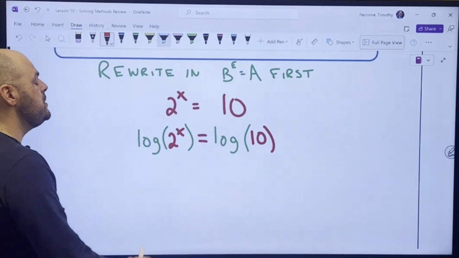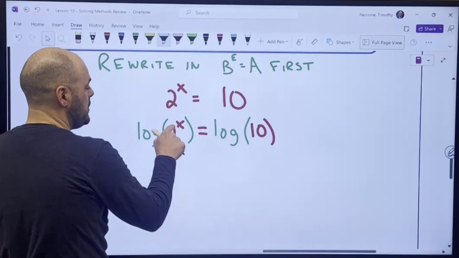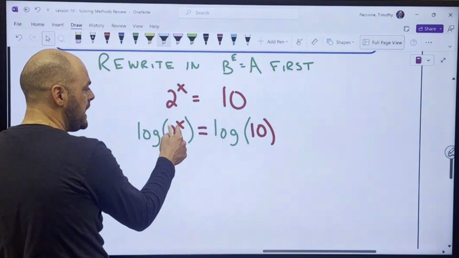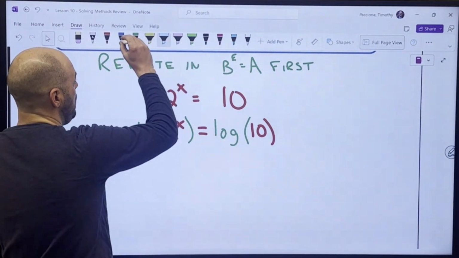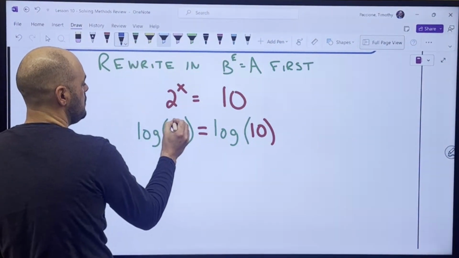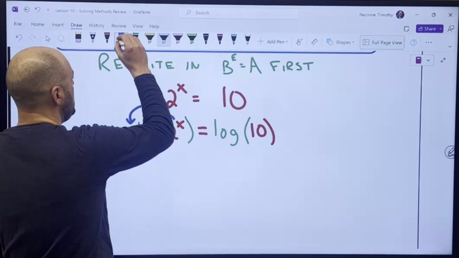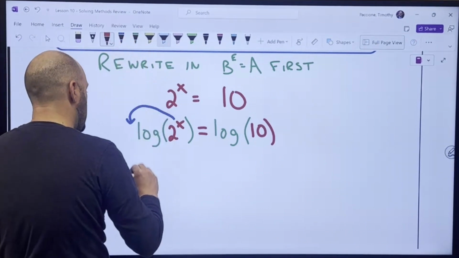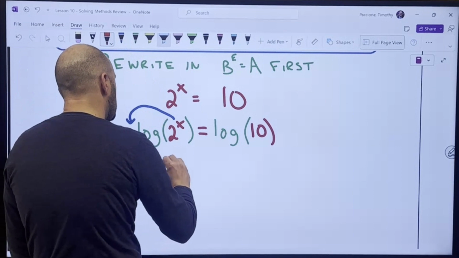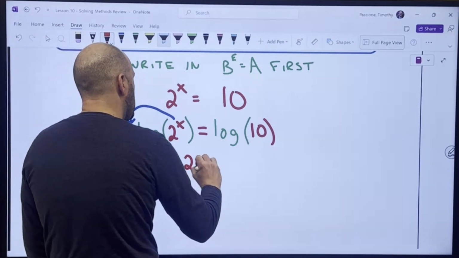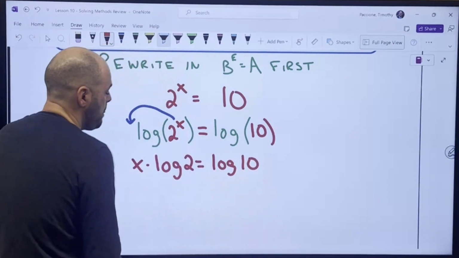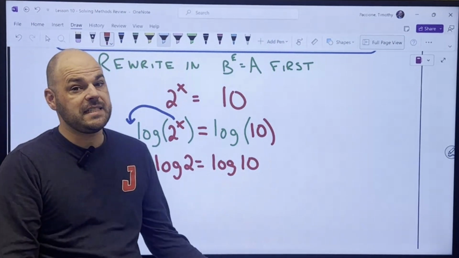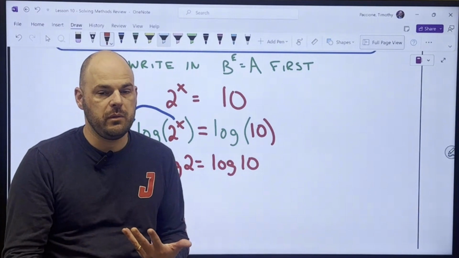Okay? Well, why do we do this? Because there's a property that says if there's an exponent inside a log, you can move it out front as a coefficient. So this part right here goes out front, and I end up with x times log of 2 equals log of 10. Okay? Well, I've now gotten the x out of the exponent, so I can solve for it like we always do.